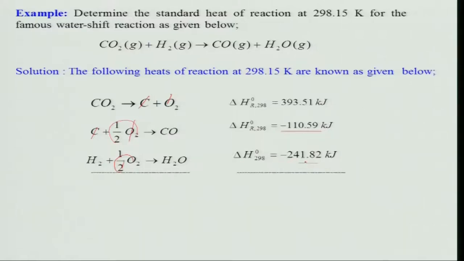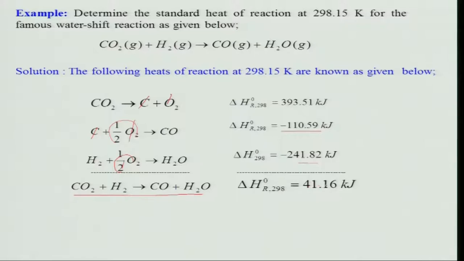So, if I just add these together, as I told you earlier, I will get CO2 plus hydrogen going to the products CO and water. If I add them together, the total heat of reaction for this reaction is equal to 41.16 kilojoule. I just add all these three together. But what is the basis for it? How can we do that? Is it right or wrong? Can anybody tell me?